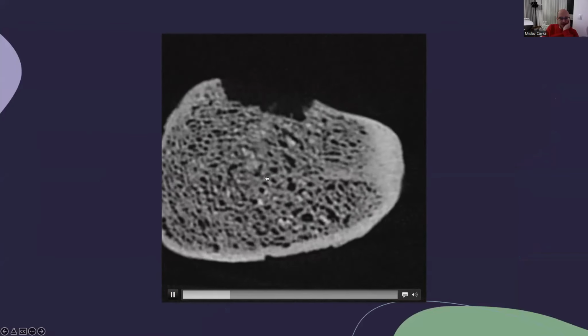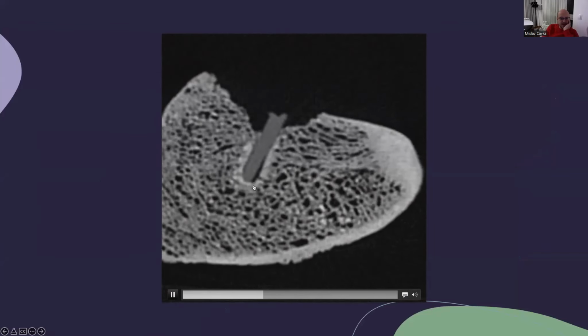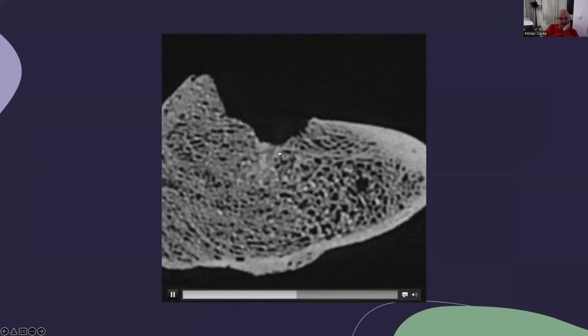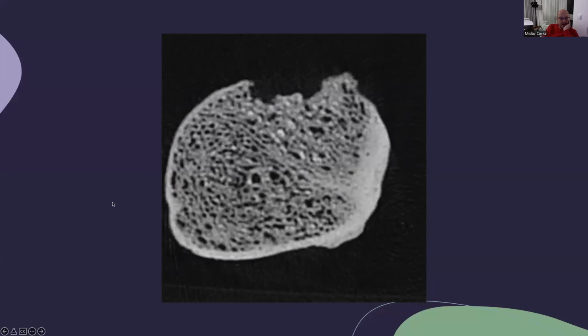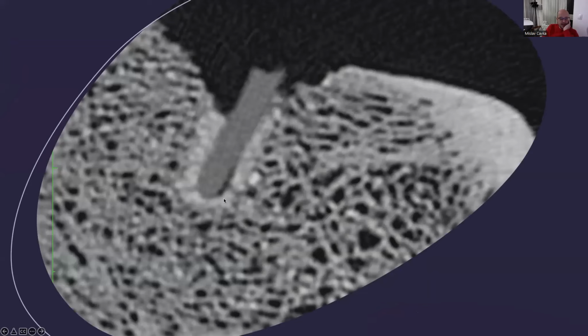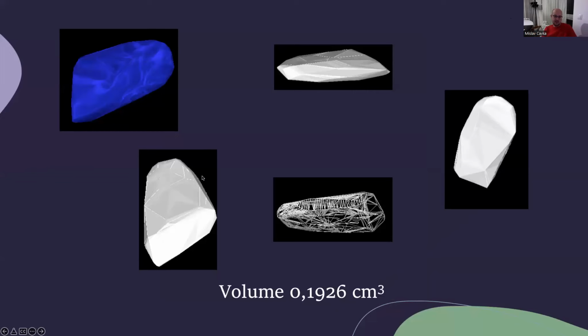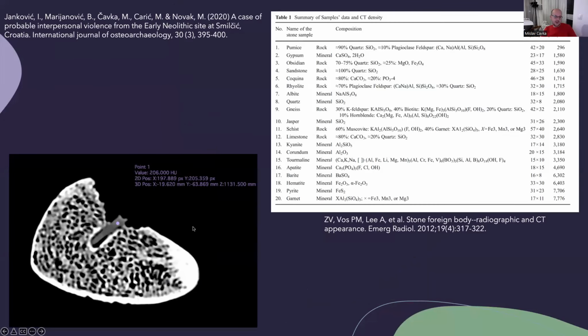And if we look closer, we can see sclerosis around this object, which means that the patient lived with it for at least several months. If we look closer, we can clearly see the signs of sclerosis, which is a sign of healing of a bone. Then we can make volumetry of this tip, and we can even guess the composition. As we can see, Hounsfield units, this is the density of X-rays on CT, and we can see the value of 200 Hounsfield units, which is relatively low. So we can presume it is of volcanic origin.